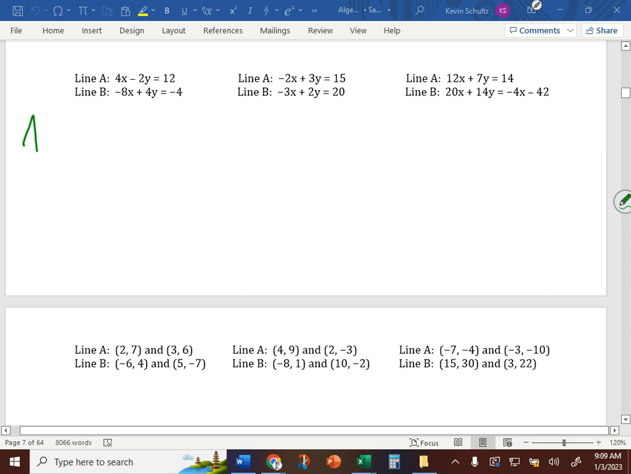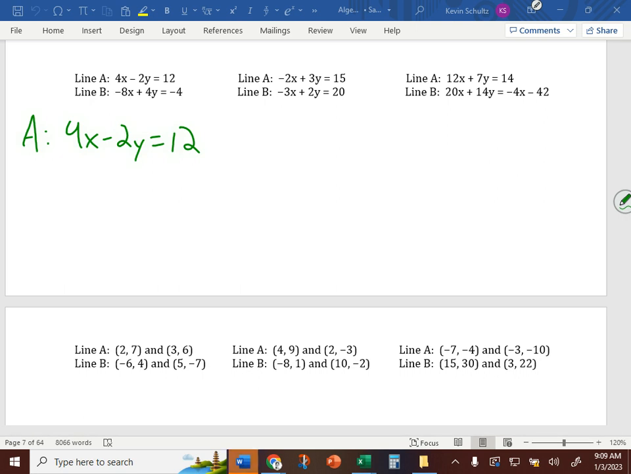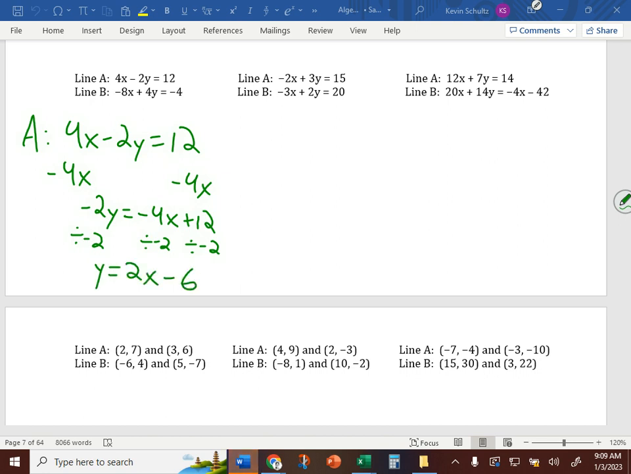So line A, 4x minus 2y equals 12. Our first step is to move that x term over, using opposite operations. So we're going to subtract 4x from both sides. That gives us negative 2y equals negative 4x plus 12. That x term goes first, as slope-intercept form is written. Then divide everything by negative 2, and we get y equals positive 2x minus 6.